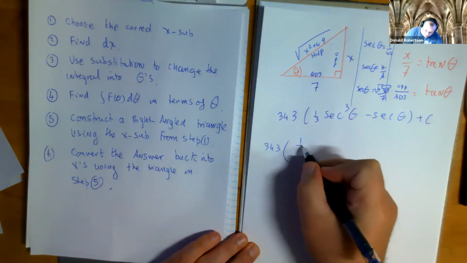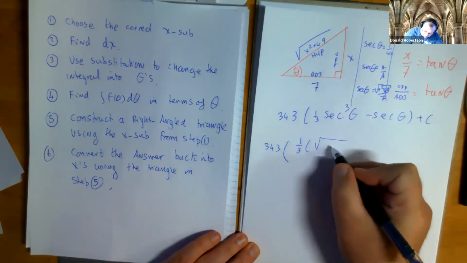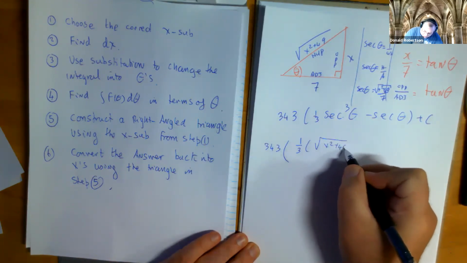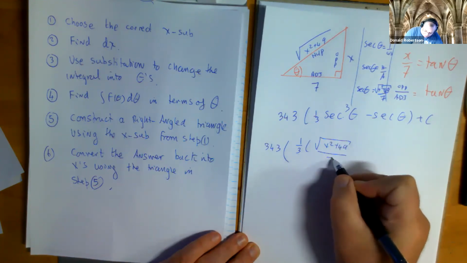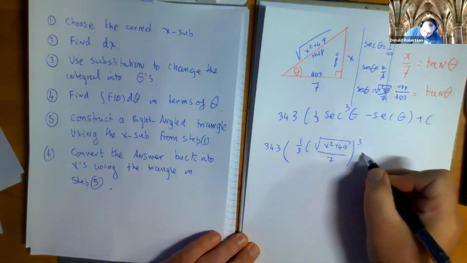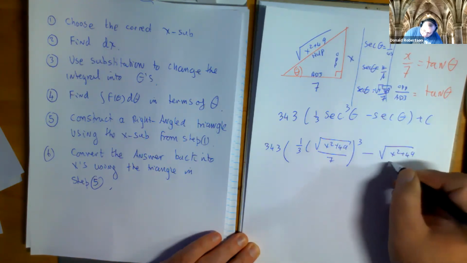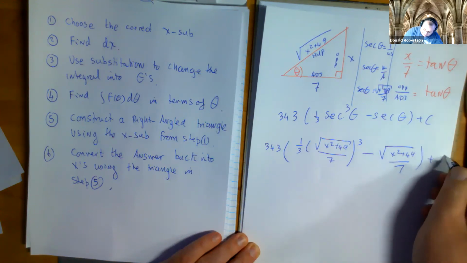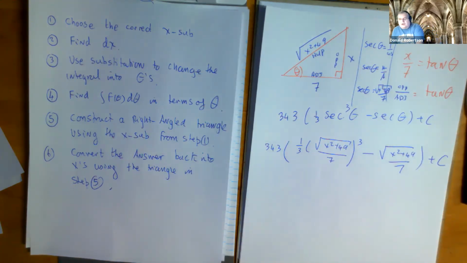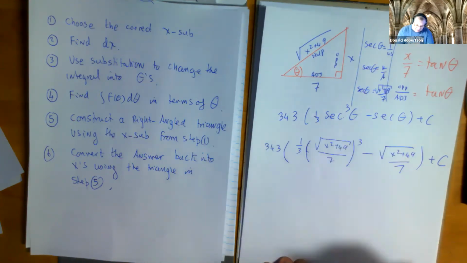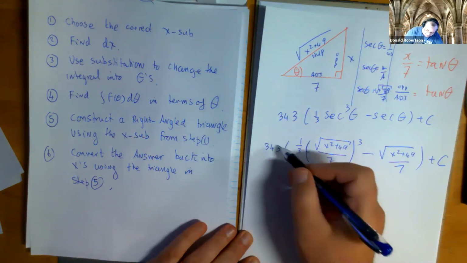343 over 3, the square root of x squared plus 49 over 7 cubed, take away the square root of x squared plus 49 over 7, add a c. We are darn close to being finished here, right? But we do have some tidying up still to do. Agreed? So, why don't I just bite the bullet?